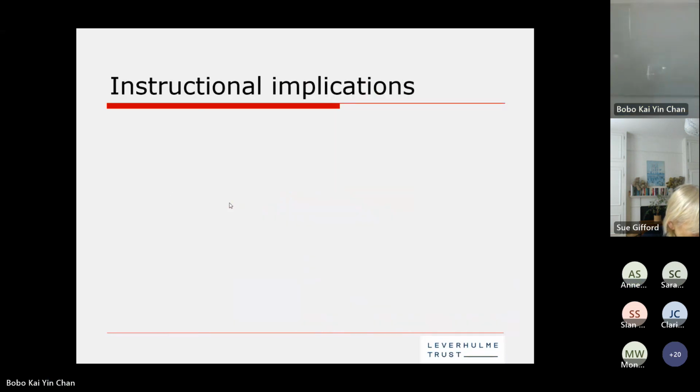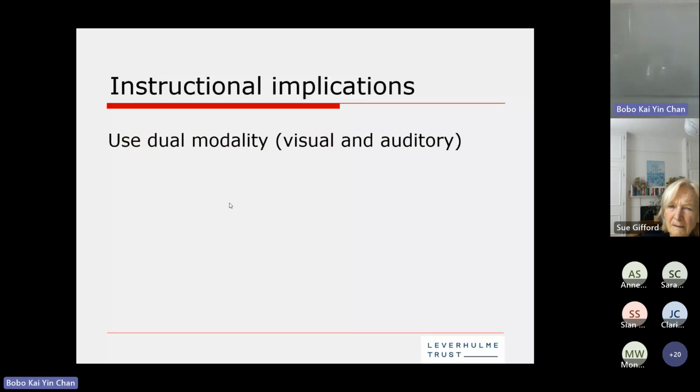So from this brief description of the characteristics of working memory, we can already make some instructional implications, even before we talk about any cognitive load considerations. So firstly, as I just said about dual channeling, it's better to use dual modality, visual and auditory. Present information in both rather than in one, because it potentially could increase working memory capacity and make learning easier.